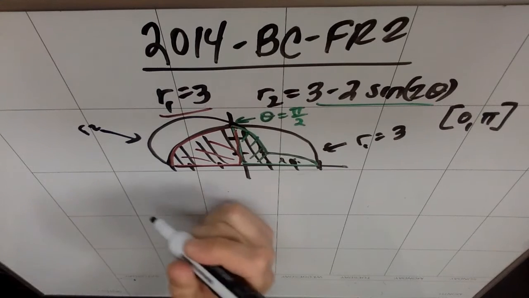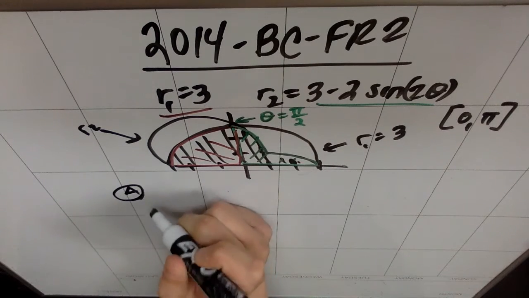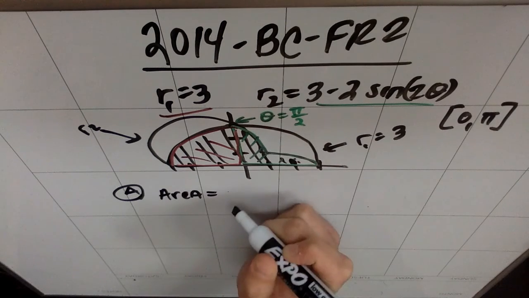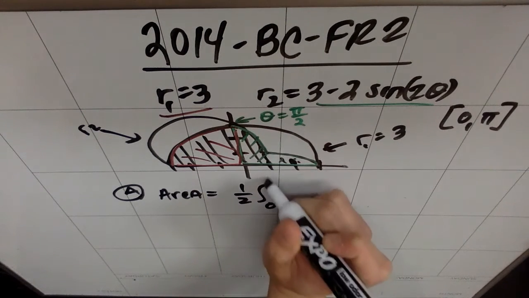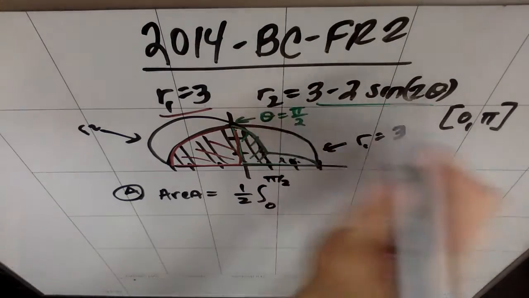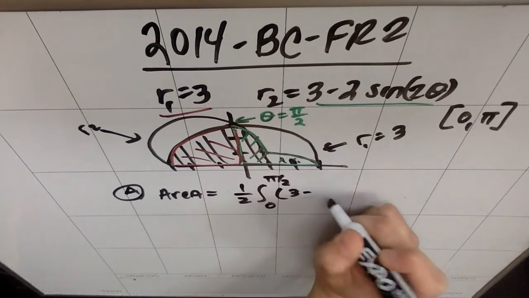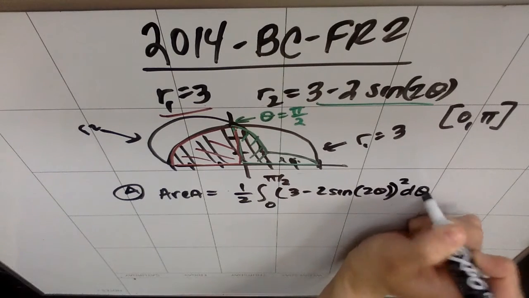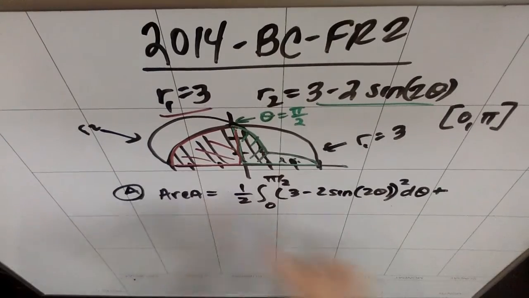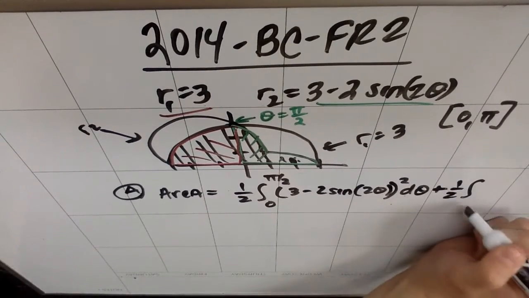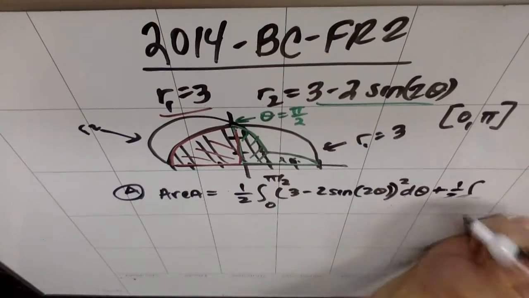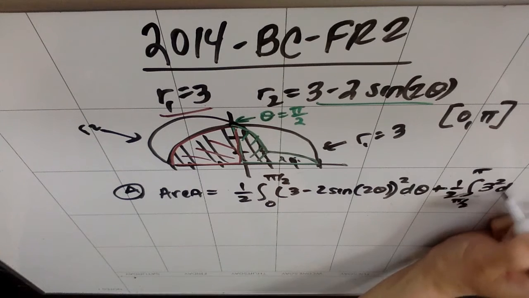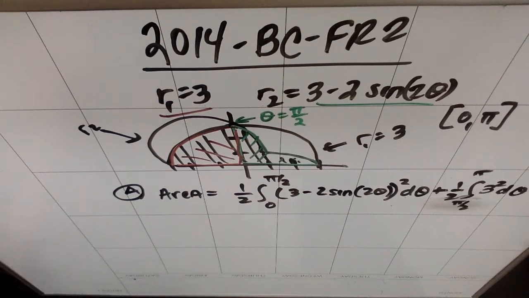So technically what you're looking at for part A is that the area you want to find, so we're just going to write area equals 1/2 the integral from 0 to pi over 2 of this r quantity squared, so 3 minus 2 sine of 2 theta whole quantity squared with respect to theta, plus this integral, which will be 1/2 the integral from pi over 2 to pi of 3 squared with respect to theta. And that's fine, and it's not wrong, and you can type it in and you get a numerical value.